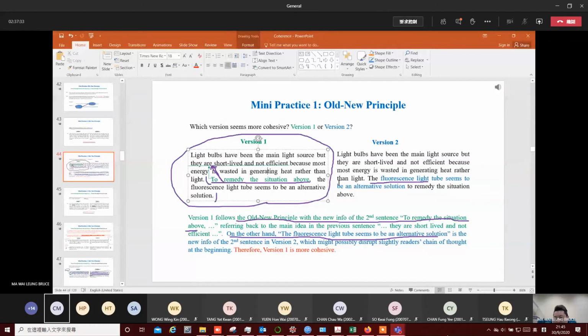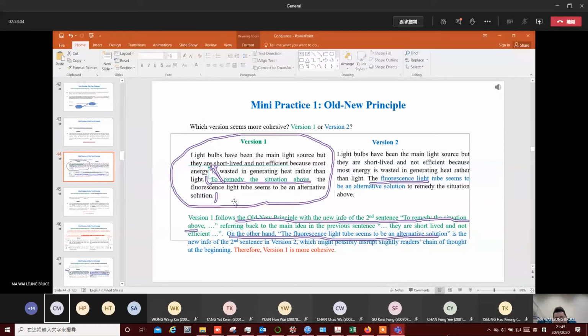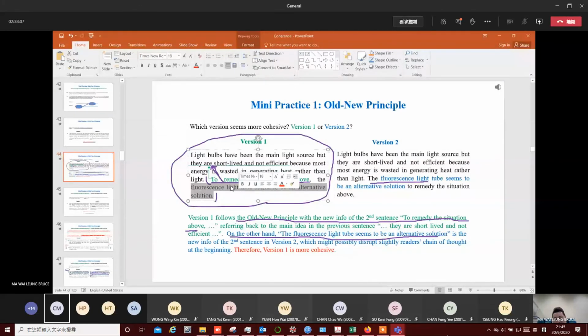But on the other side, if we start the new sentence or new unit with a new idea, for example frozen night trips, this is new. Imagine if you start every single unit with a new idea, people cannot connect, right? You have to give them a buffer, connecting them with the old idea first before you say something new. So we put the new idea at the back. You can see that frozen night trip is at the end. I add some words before it, to remedy the situation above. This is the buffer, a transitional phrase.